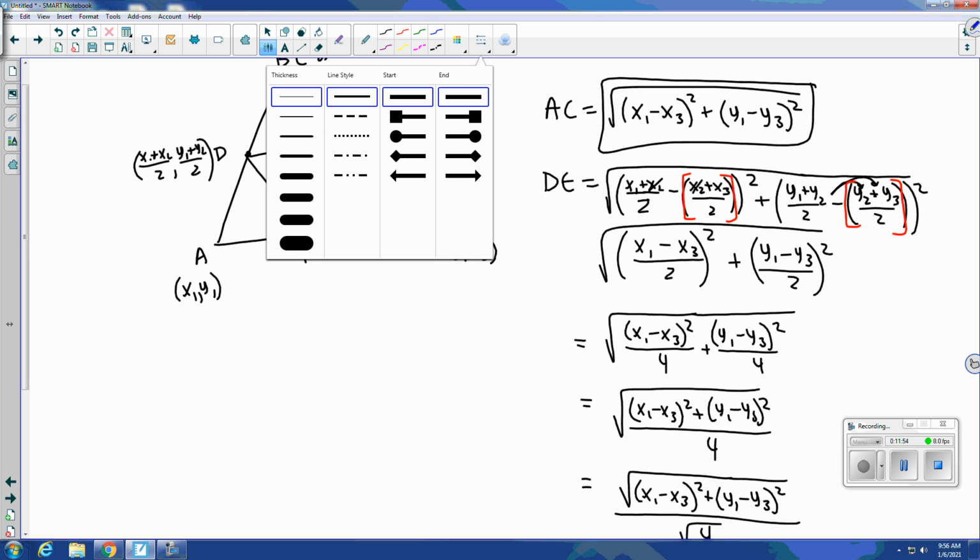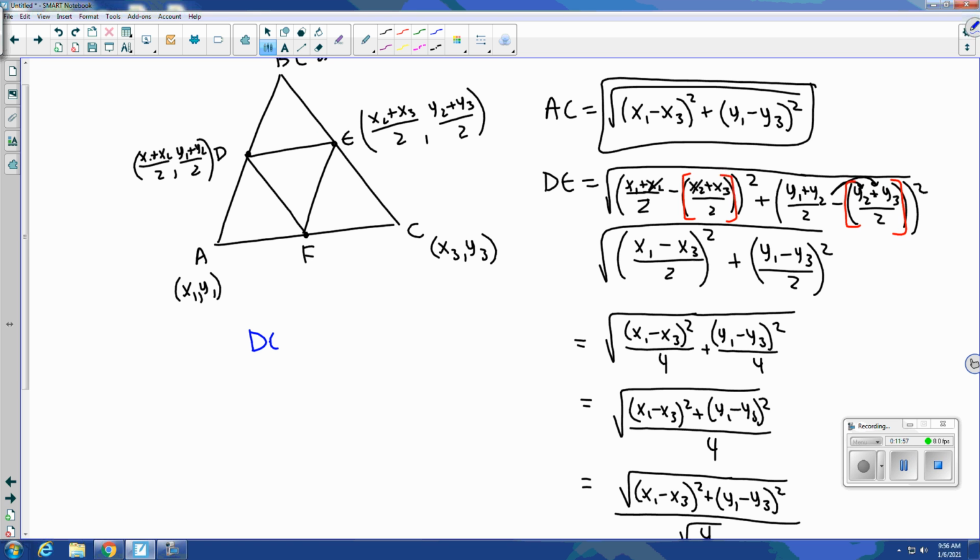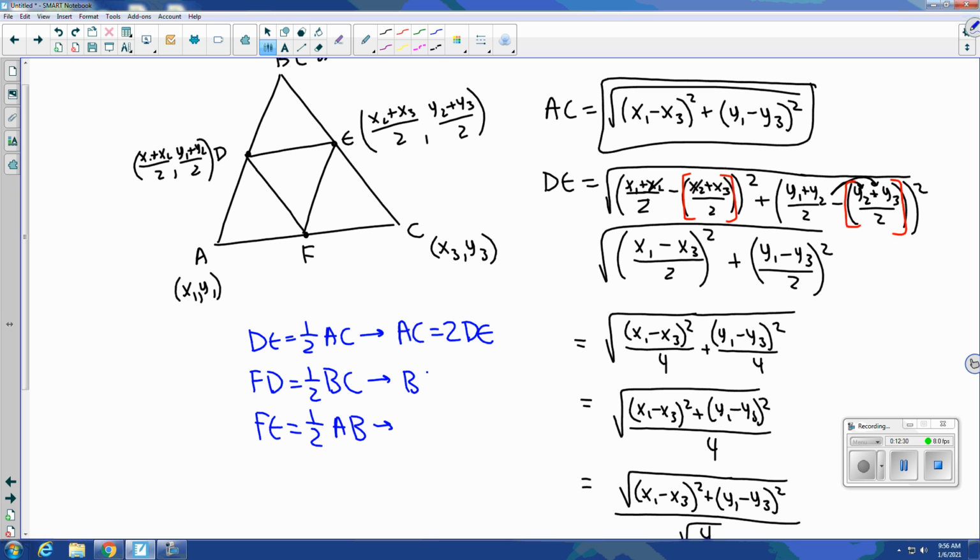So let's draw those conclusions to finish off this video. We're going to say DE is equal to 1/2 the side it runs parallel to, AC. The same could be true about FD being 1/2 of BC. And also FE being 1/2 of AB. And we can flip all of these to show that the side that forms the original triangle should be 2 times the length of its midsegment that runs parallel to it. So I could also say that AC should be 2 times DE, or that BC should be 2 times FD, or that AB should be 2 times FE.